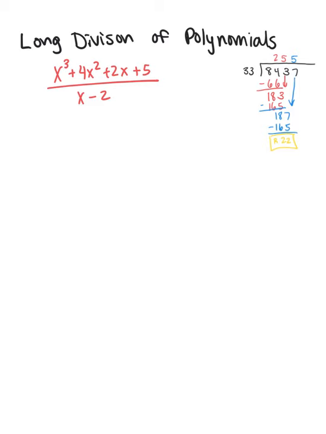Okay, so we're going to use long division to divide x cubed plus 4x squared plus 2x plus 5 by x minus 2. The first thing we have to remember is what goes inside the little house and what goes outside the house. My denominator goes outside my little house. So I have x minus 2 divided into x cubed plus 4x squared plus 2x plus 5.